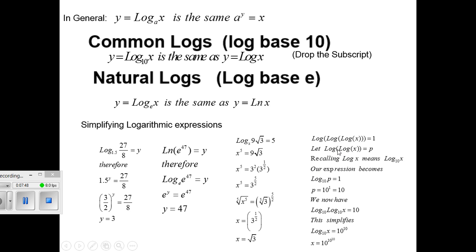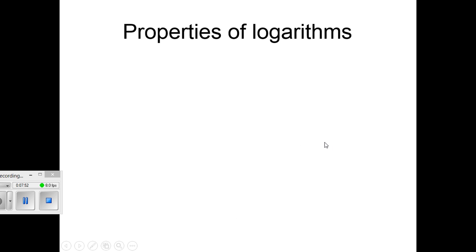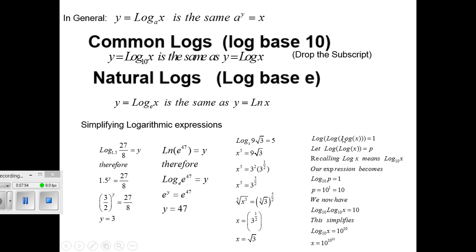And here's an interesting problem. I think you might like this. Log of the log of the log of x equals 1. Okay, so it looks like a composition of functions, which is exactly what it is, but we want to evaluate it, so we want to move from the inside out. So it looks very complicated, and we're just going to say, look over here.